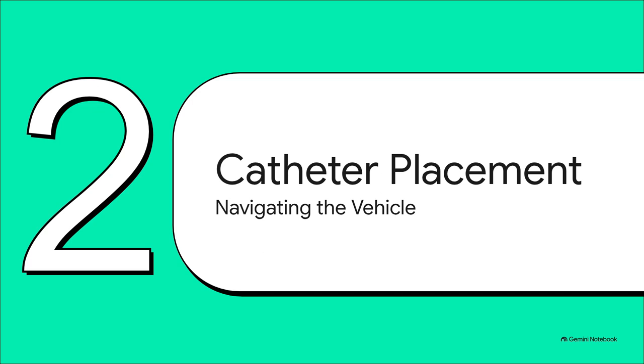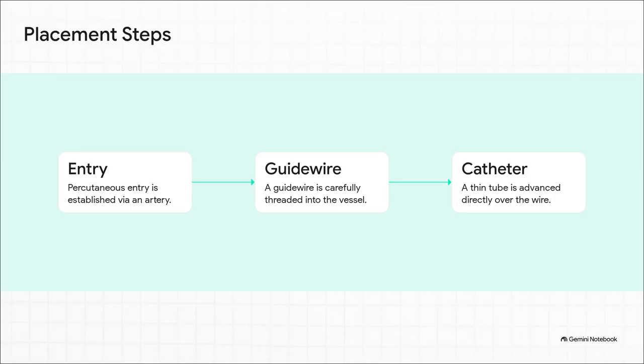Section 2, the catheter placement process, or as we like to call it, navigating the vehicle. Okay, so our headlights are on, but how does a physician actually get inside the vessel? It's a very precise, step-by-step, percutaneous approach, meaning through the skin. You'll see this a lot in your operative reports. They might establish entry via the common femoral artery in the groin. Once they have that initial access, they carefully thread this incredibly thin, flexible guide wire into the vessel. Finally, a specialized thin tube, the catheter, is advanced right over that wire and into the vascular system.